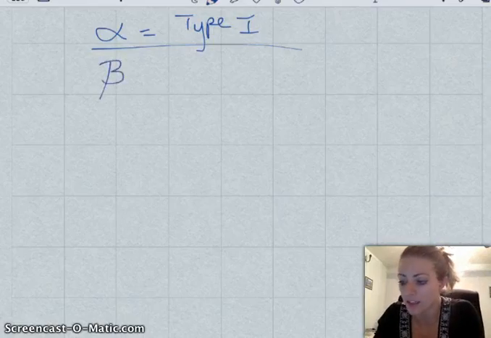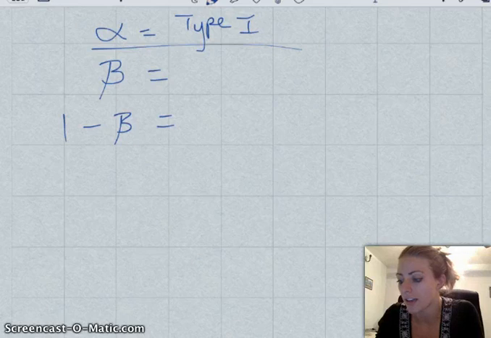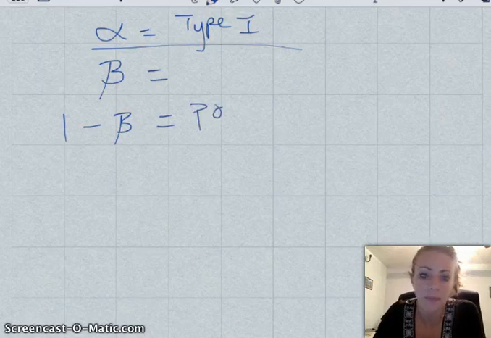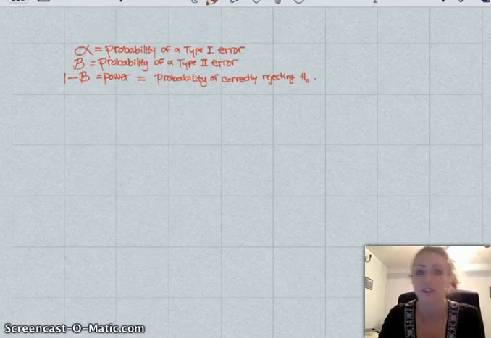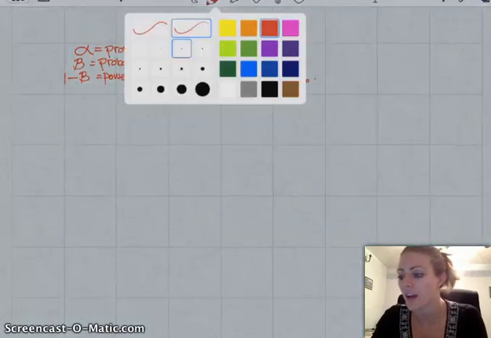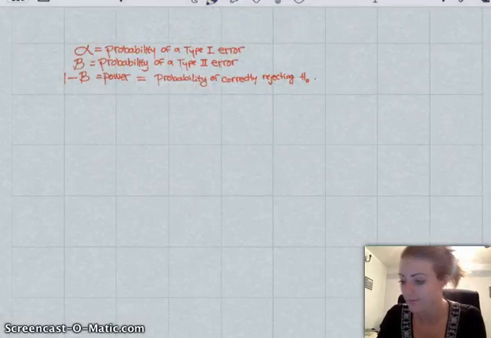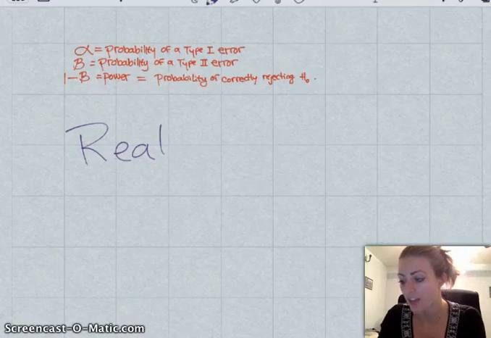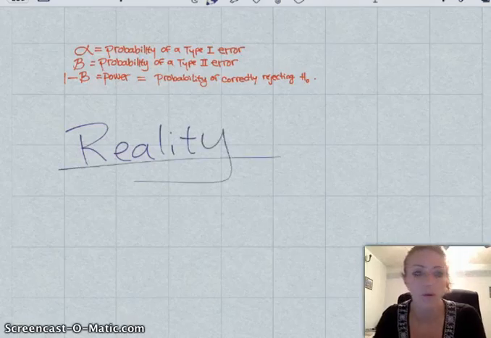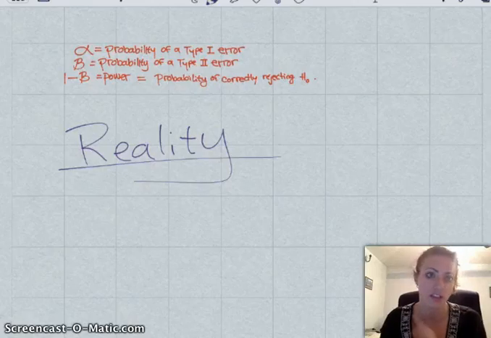Then we call a type 2 error beta. And 1 minus beta is your power. So let's refresh what all of those things actually mean. You have two situations, right? You have reality, and then you have whatever you decide, reject or fail to reject the null hypothesis.